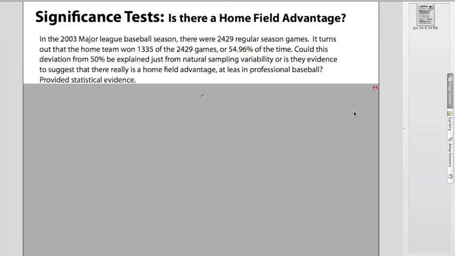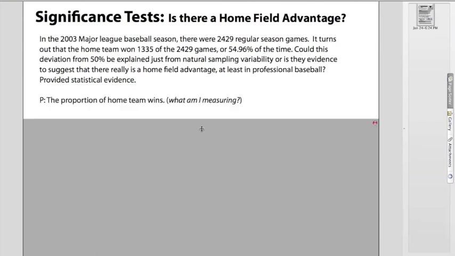And if you would have asked me in the season for 2005, then I could have gotten closer to 50%, or maybe if we went back to 1993, it might have been 45%. So the question is, is the variation explainable by natural occurrence, by just sampling variability, or is this a lot of evidence to say that there really does exist some type of home field advantage, at least in professional baseball?